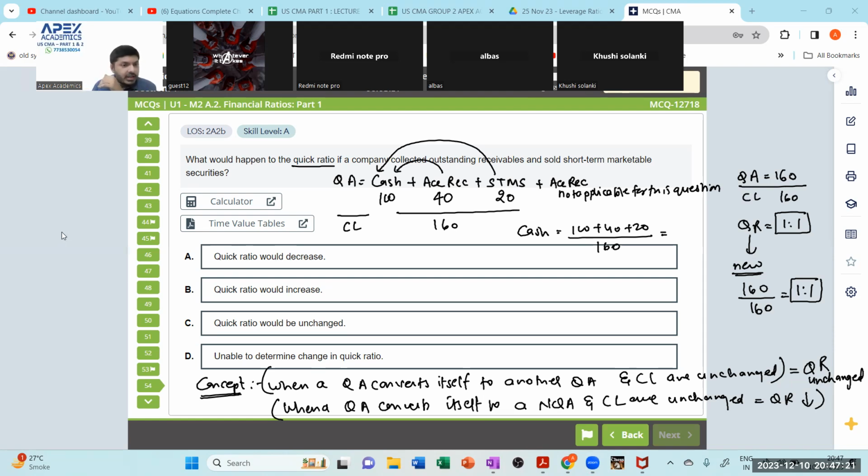Now suppose, take the opposite case. When a non-quick asset, suppose inventory, converts itself to cash and current liabilities are unchanged, what will happen? Your quick ratio will increase. Why? Because your existing level of cash, which is a quick asset, will increase.